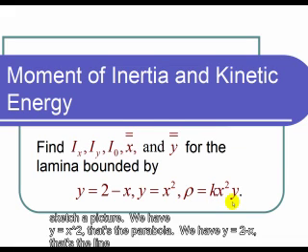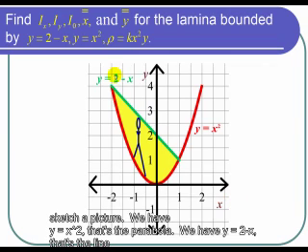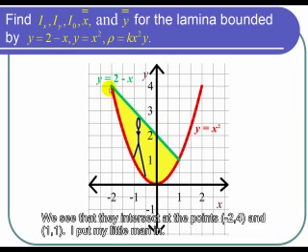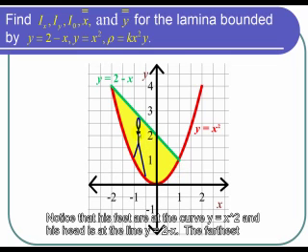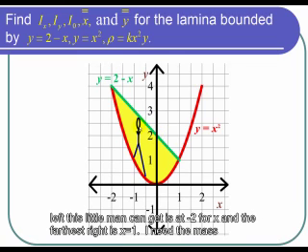So first let's sketch a picture. We have y equals x squared, that's the parabola. We have y equals 2 minus x, that's the line. And we see they intersect at the points negative 2, 4, and 1, 1. I put my little man in. Notice that his feet are at the curve y equals x squared, and his head is at the line y equals 2 minus x. And the farthest left this little man can get is at negative 2 for x, and the farthest right is x equals 1.